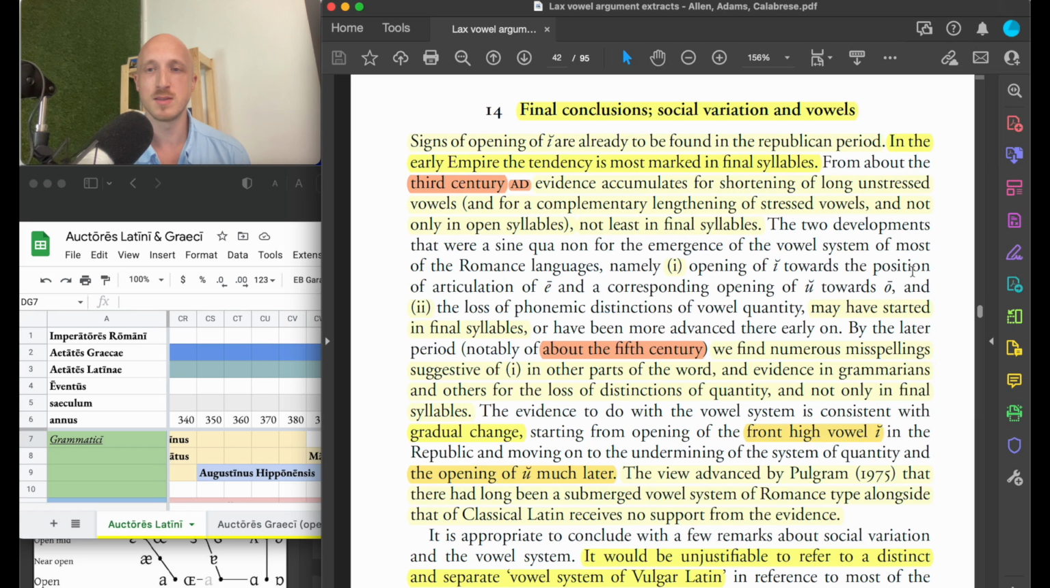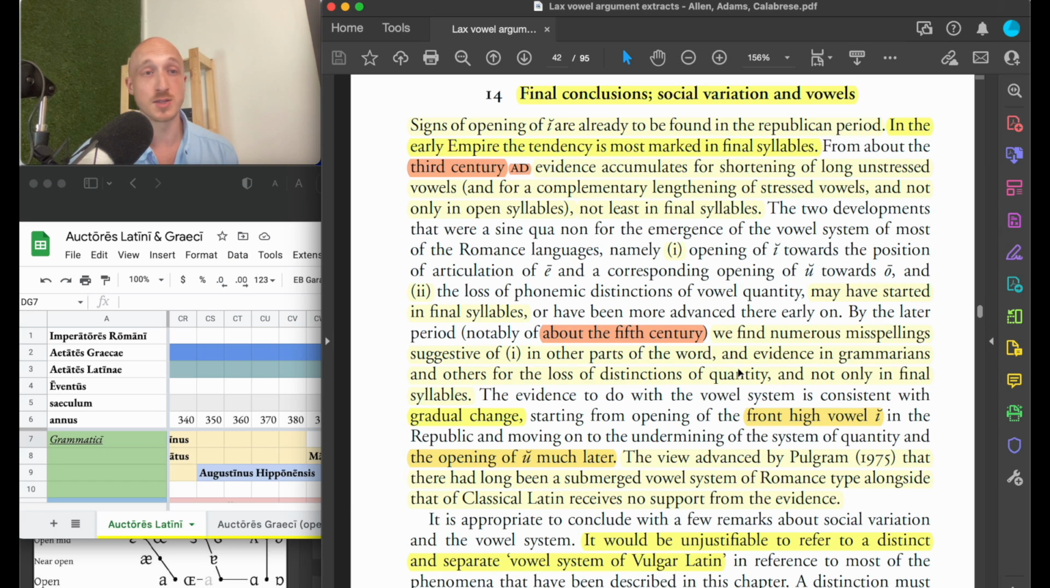Namely, the opening of E towards the position of articulation of E, and a corresponding opening of U to O. That one doesn't happen in Romanian, this does. And the loss of phonemic distinctions of vowel quantity, that's universal. This may have started in final syllables or have been more advanced there early on. By the later period, notably about the 5th century, we find numerous misspellings suggestive of, number 1, the opening of E to E in other parts of the word, not just the syllable final, and evidence in grammarians and others for the loss of distinctions in quantity, and not only in final syllables.